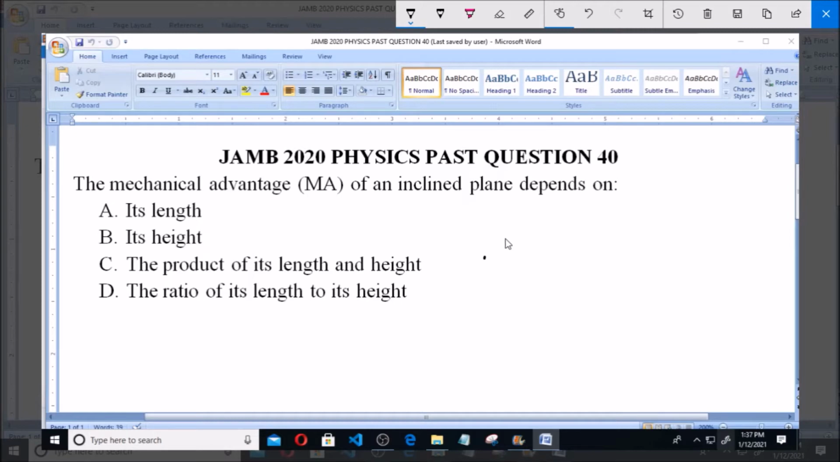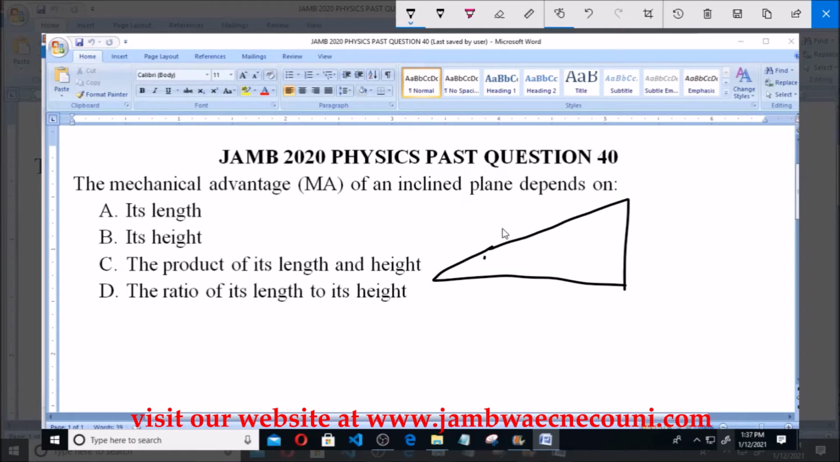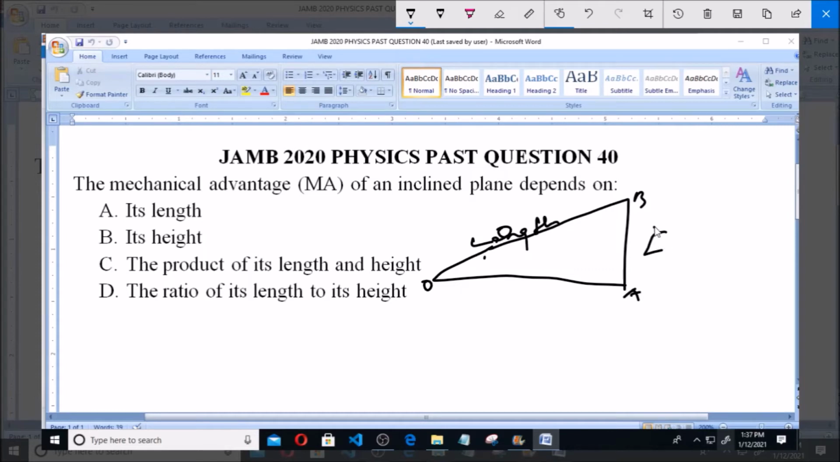Now we have an inclined plane. Let's assume this is an inclined plane. Now this is the distance that will be moved by the object, or what you call the load. Distance moved by load. Let's assume this is the load. Here is O, here is B, and here is A. Now this is the length, and this is the height, the distance moved by the effort.